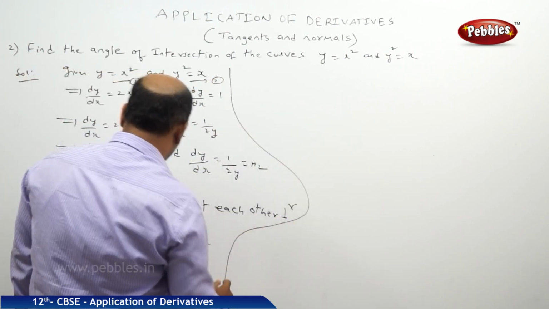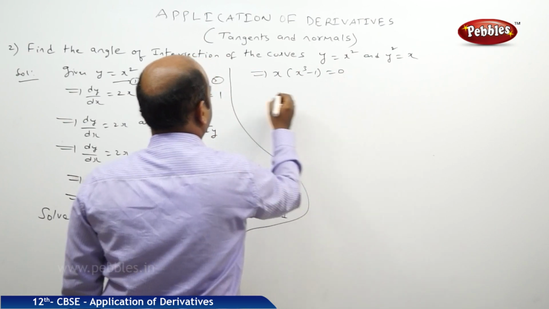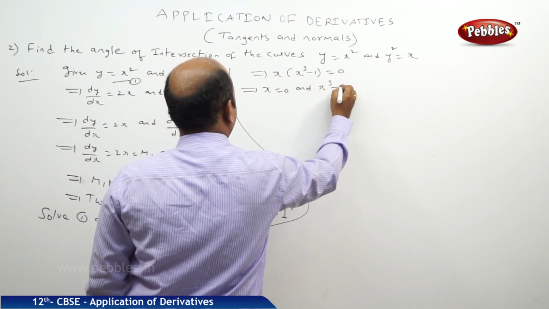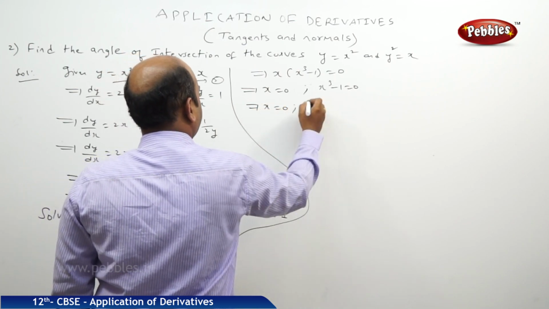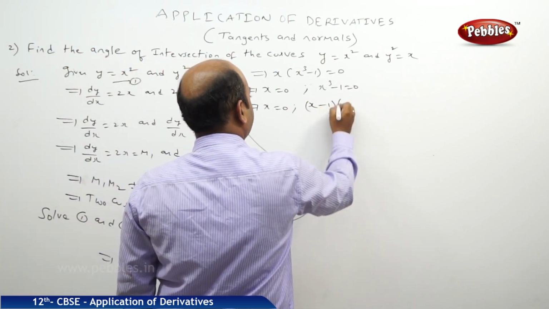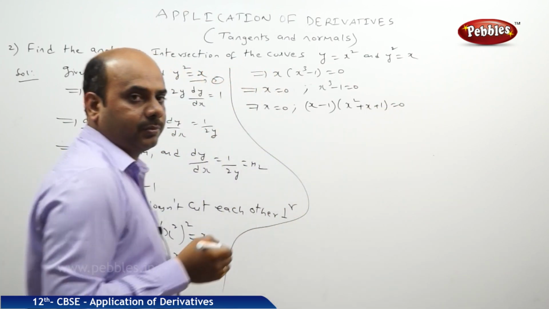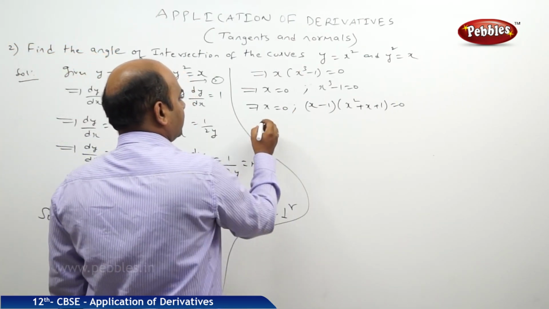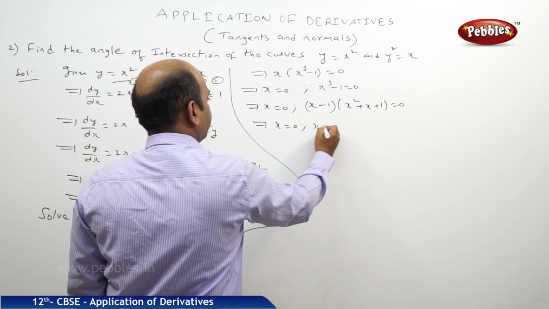If x power 4 minus x is equal to 0, then what happens? x into x cube minus 1 equal to 0. That means x is equal to 0 and x cube minus 1 equal to 0. x cube minus 1 is like a cube minus b cube, so I will use the formula a minus b into a square plus ab plus b square, giving x minus 1 into x square plus x plus 1 equal to 0. If you want, you can verify also. So from here I can have x is equal to 0 and x is equal to 1.